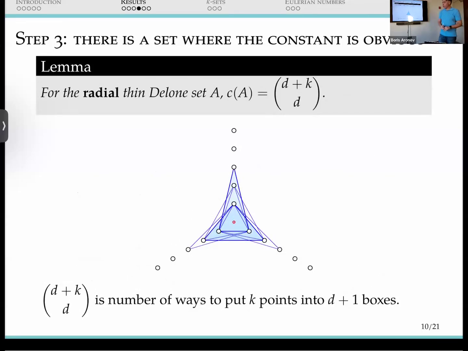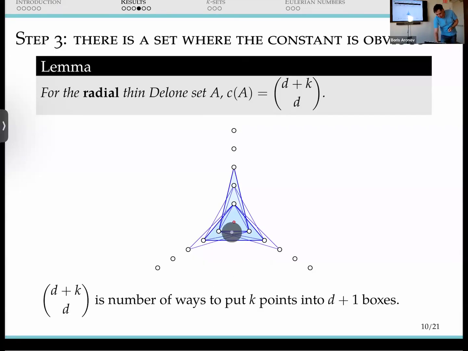And the third step is just to show that it is a binomial coefficient, that it is d plus k choose d. And to do that, we can just find one set where it is d plus k choose d, and this is what we call the radial thin Delaunay set. So we take a regular simplex, and starting from the origin, we just multiply all vectors by positive integers, right? So we have d plus 1 rays with equally spaced points. That's not generic, but we can perturb it a little. And we don't need to find the constant for that whole set. We need to find the constant for one point of that set.